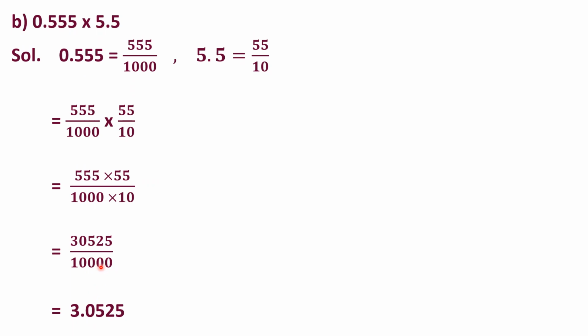Now when you are converting this fraction into decimal number, what we will do? We will count the number of zeros and then that many digits we will count from the right hand side of the numerator number and then we will put the decimal. So here we have 4 zeros, so we will count 4 digits from the right hand side, that is 5250. 4 digits are over. Now we will put decimal after 0. So our number is coming 3.0525 and this is our answer.